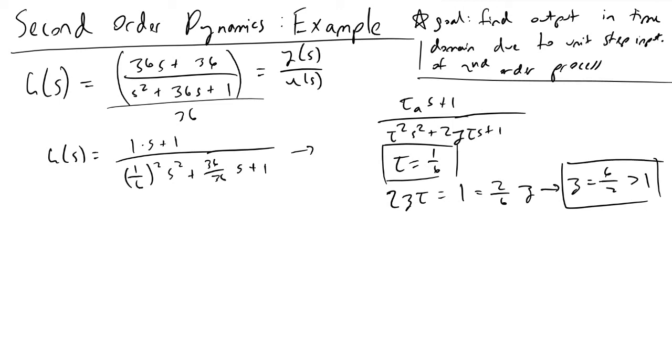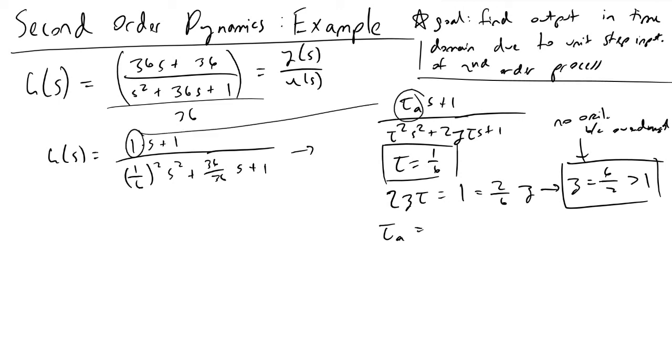And because we know that zeta is greater than 1, it means we will have no oscillations because it's overdamped. And finally, what we see is that tau a is equal to 1. And because of that, it's greater than tau, which was equal to 1/6. Therefore, we will observe overshoot.